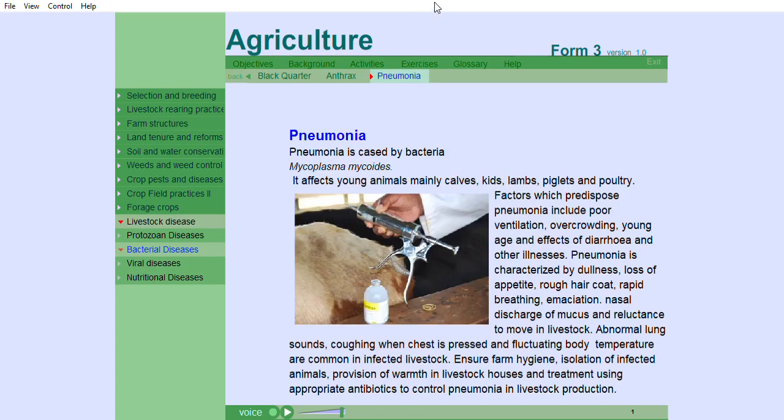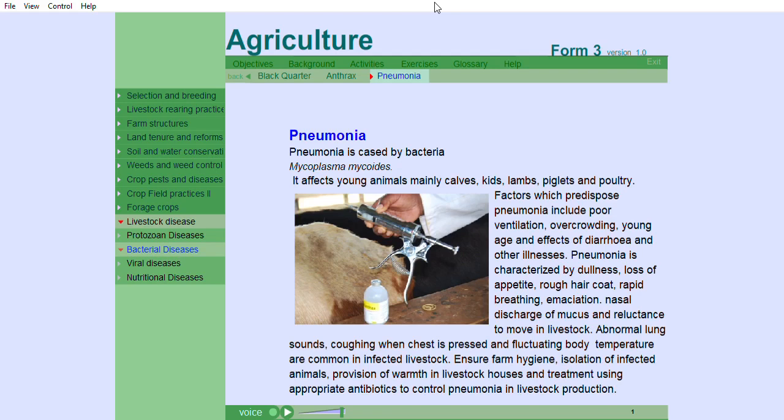Pneumonia. Pneumonia is caused by bacteria Mycoplasma mycoides. It affects young animals, mainly calves, kids, lambs, piglets, and poultry. Factors which predispose pneumonia include poor ventilation, overcrowding, young age, and effects of diarrhea and other illnesses.